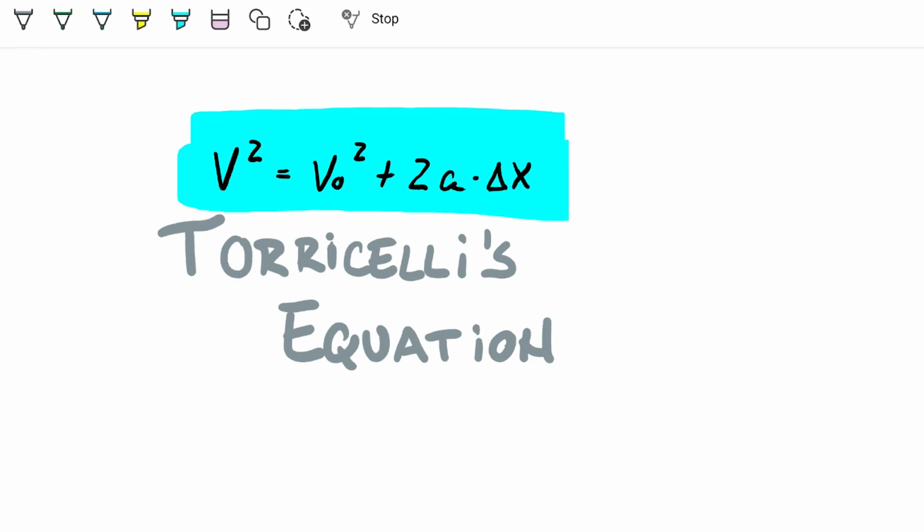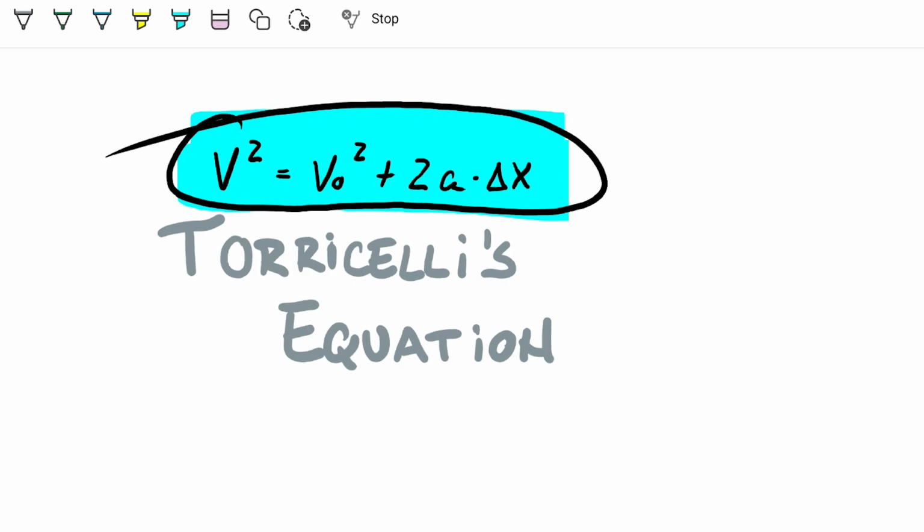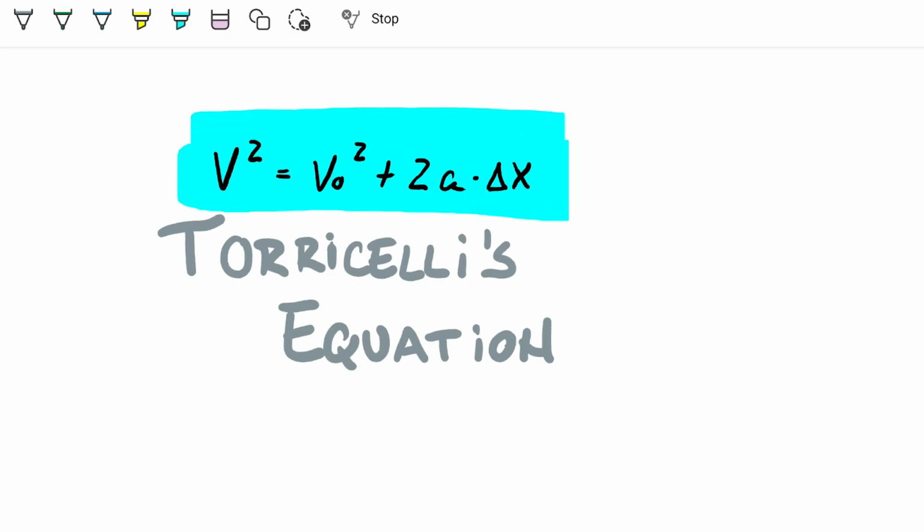Today we're going to be talking about Torricelli's equation. The idea here is very simple yet very powerful, because Torricelli basically derived an equation that is capable of finding the velocity at any given time without relating time. So it's a way of finding the velocity based on the position of the given object that you're trying to find.